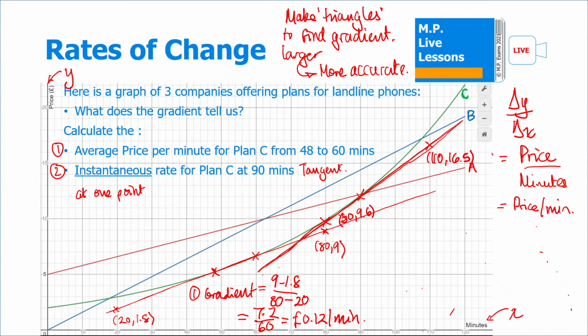So in this case, for number 2, the instantaneous rate at plan C for 90 minutes, that would be the gradient at that point, based on our little tangent which we've drawn. Find the gradient of which is change in y divided by the change in x.